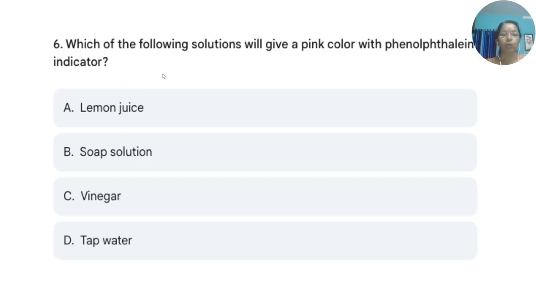Which of the following solutions will give a pink color with phenolphthalein? Phenolphthalein gives pink color with the basic substances. So you'll find a basic substance here. Here only one solution is basic. All others are acidic or neutral. Okay, so option B is the answer here, which is basic.